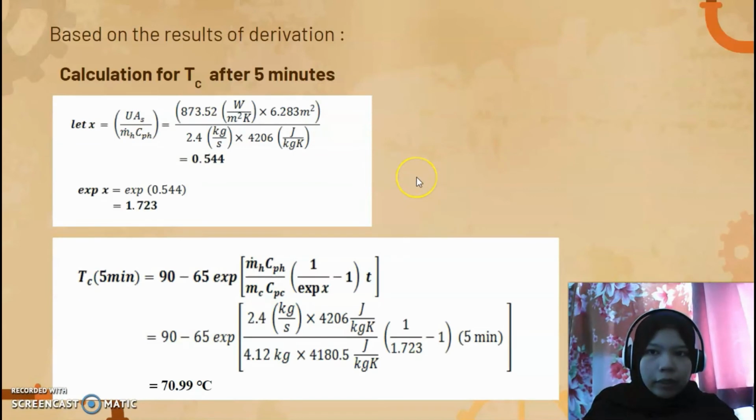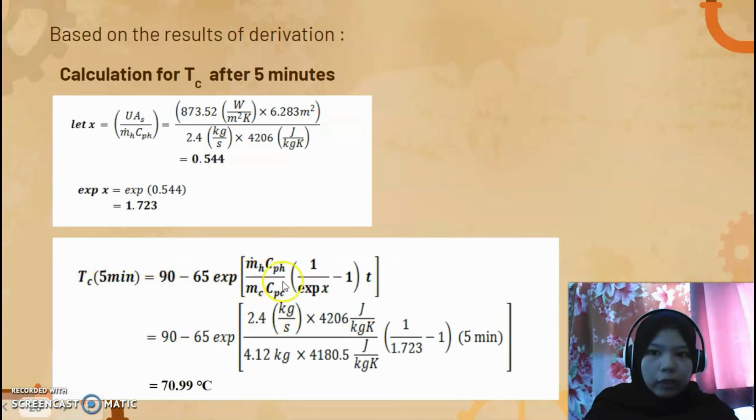And based on the results of the derivation from question 3, we can do the calculation for TC and TH after 5 minutes. So for the calculation of TC after 5 minutes, we let X be equal to UAs over flow rate times heat capacity of hot water, and we substitute the values and get X equal to 0.544. And then we need to find the exponent of X. So the exponent of X is 1.723. So from the exponent X value, we can substitute into the equation to find the TC after 5 minutes.